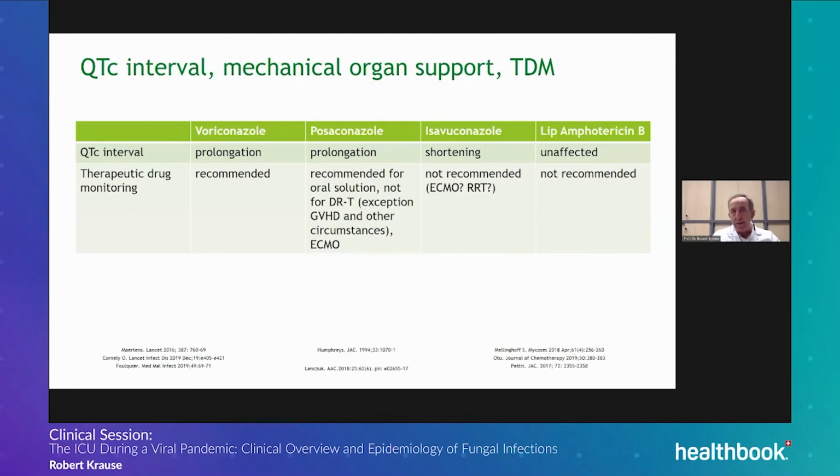There's also one very important point when we talk about different antifungals, and that is the QTc interval, because voriconazole and posaconazole lead to a prolongation of the QTc interval. It's very important to keep that in mind when we treat patients in the ICU or even outside the ICU with these drugs, because there may be an arrhythmia. Isavuconazole shortens the QTc interval, so this is different between the azoles. And with liposomal amphotericin B, very important, the QTc interval is unaffected.